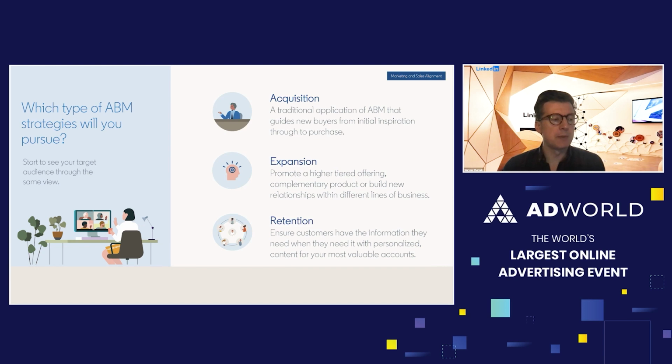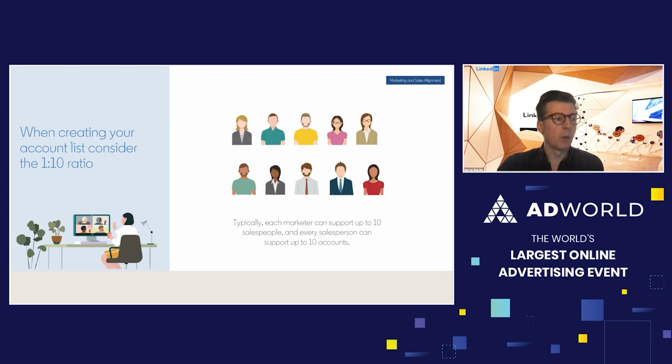So what type of ABM strategies will you pursue? Start to see your target audience through the same view. Acquisition is the traditional application of ABM that guides new buyers from initial inspiration through to purchase. Expansion promotes a higher tiered offering complementary to the product, or builds new relationships with different lines of business. And retention ensures customers have the information they need when they need it, with personalized content for most valuable accounts. When creating an account list, consider the 1-to-10 ratio.